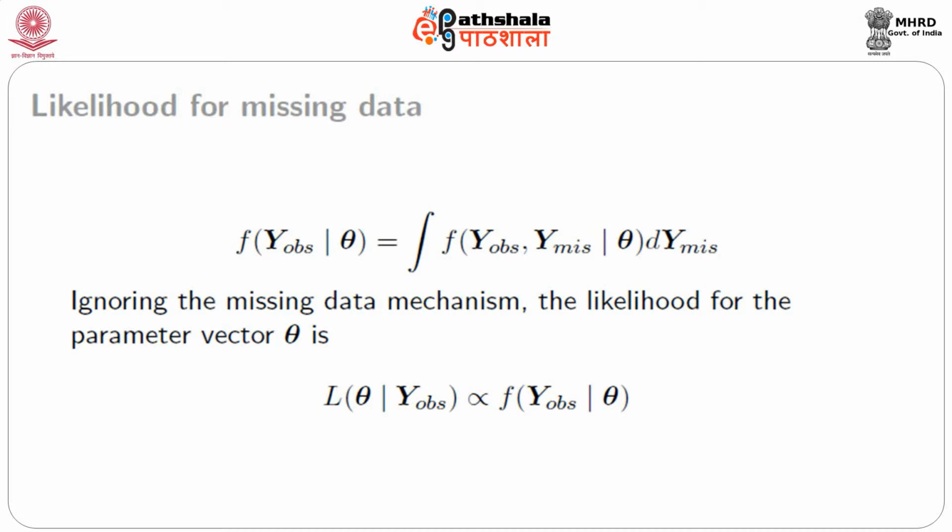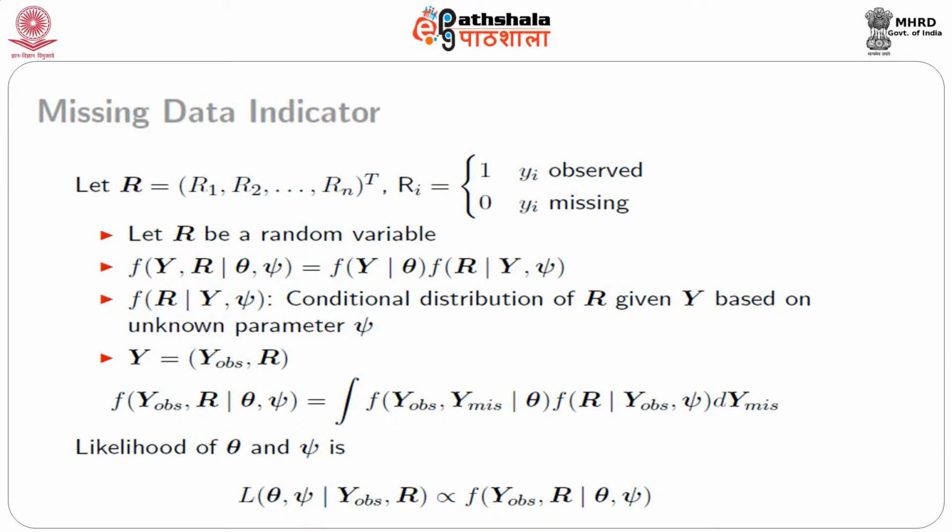Now, to perform the inference, we need to define what is called a missing data indicator. The response indicator R is defined in such a way that R is equal to (R1, R2, ..., Rn), where Ri is equal to 1 if yi is observed and 0 if yi is missing. Then R can be treated as a random variable.